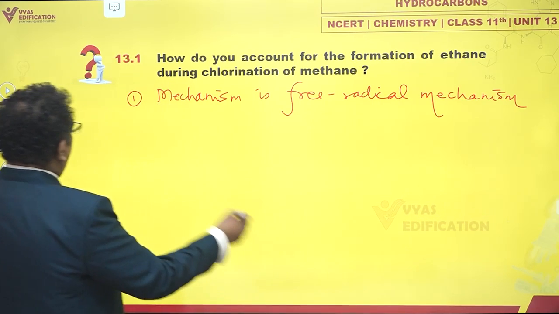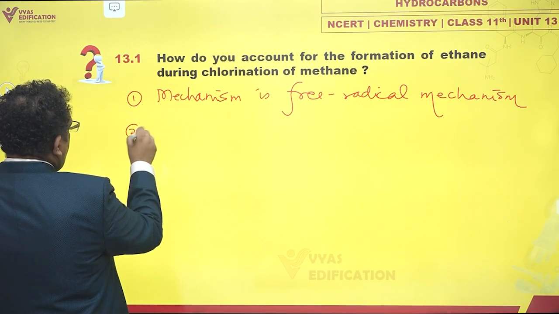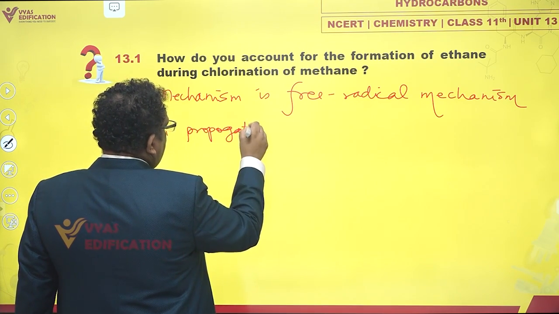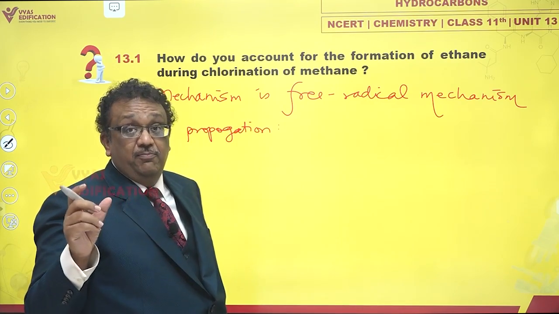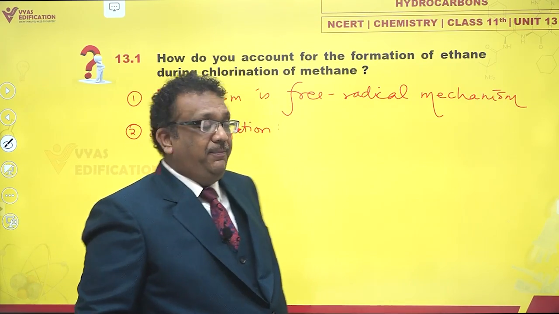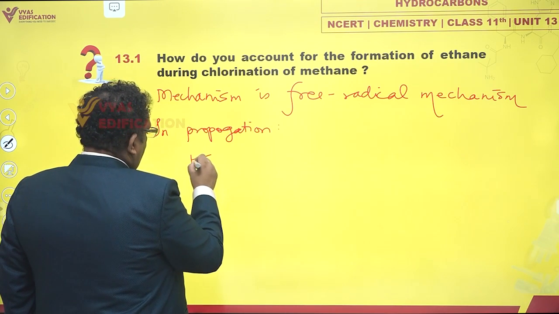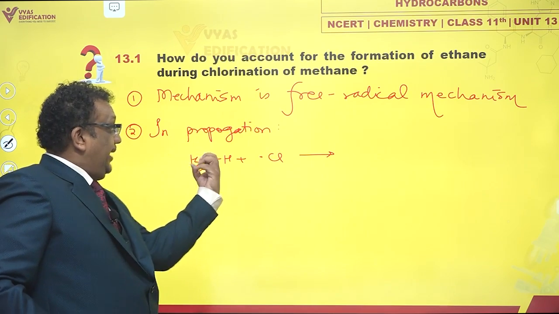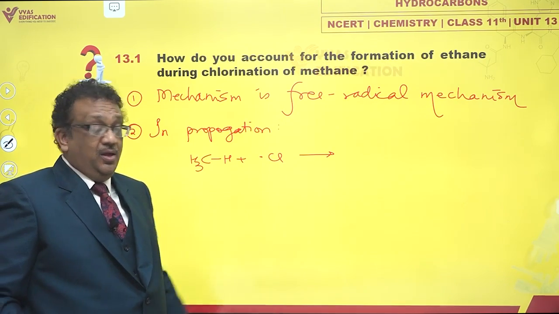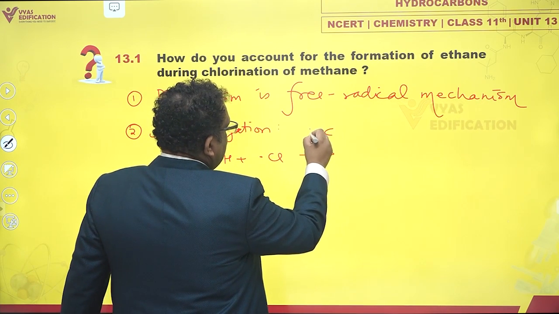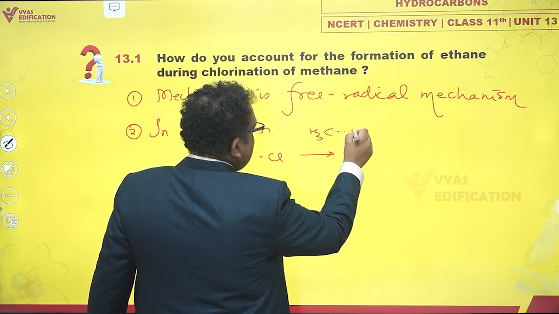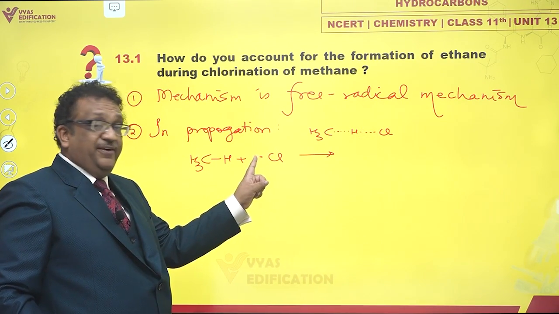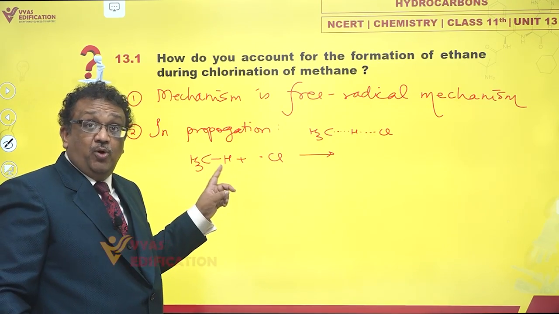The second step is propagation, the most important. In the propagation step, something which keeps on happening throughout the main body of the reaction, there are 2 reactions which happen. The first one, when you have methane, it reacts with chlorine free radical. It abstracts, it takes away one hydrogen atom. What happens is CH3-H, this H gets connected to Cl.